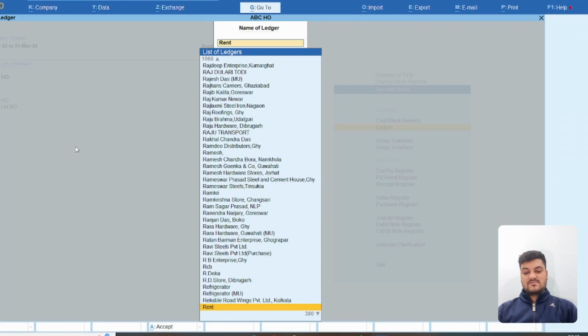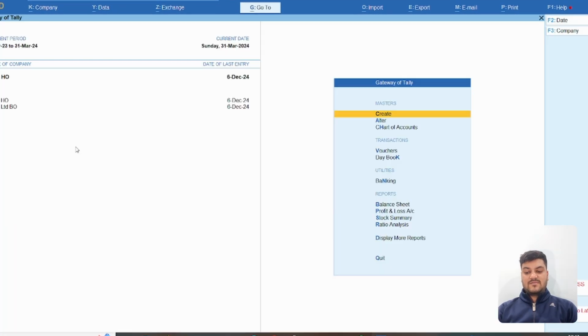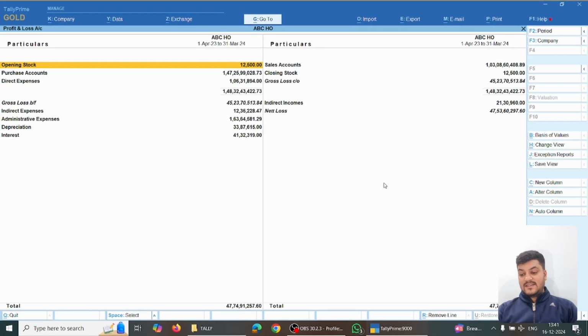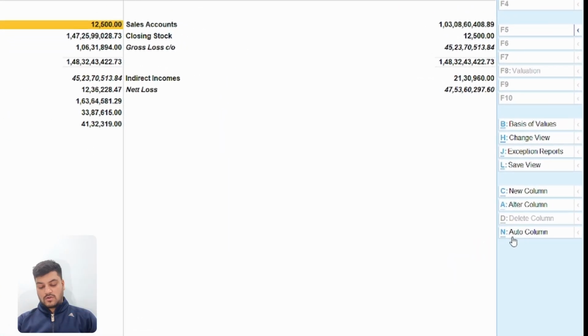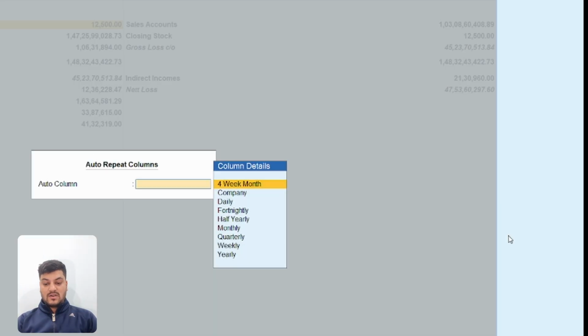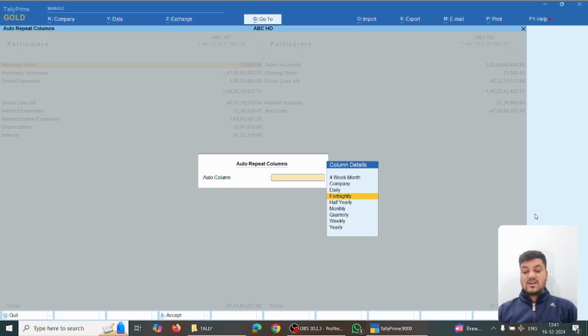So what we do is we go to escape and we go to profit and loss, and here there is a special column called auto column. We simply press Alt N, and here you can see we can transform the data to 4-week, month, company, daily, fortnightly, half yearly, monthly, etc. What we will learn is monthly.